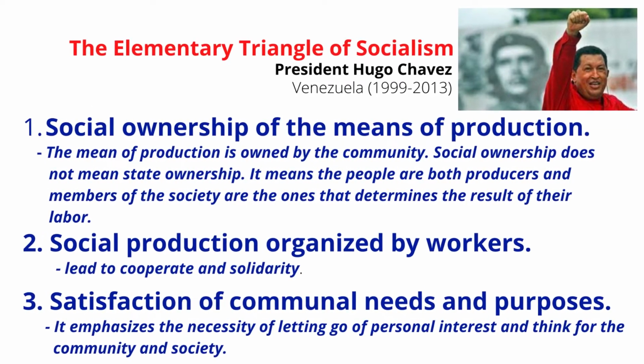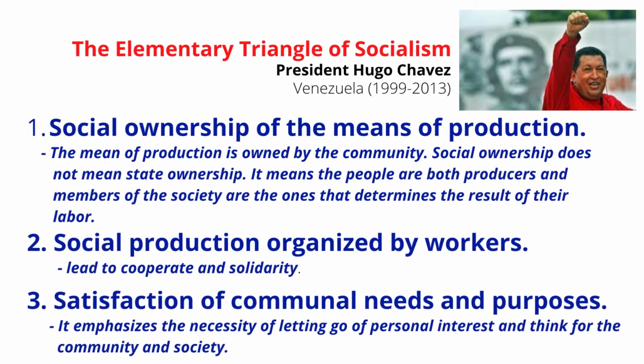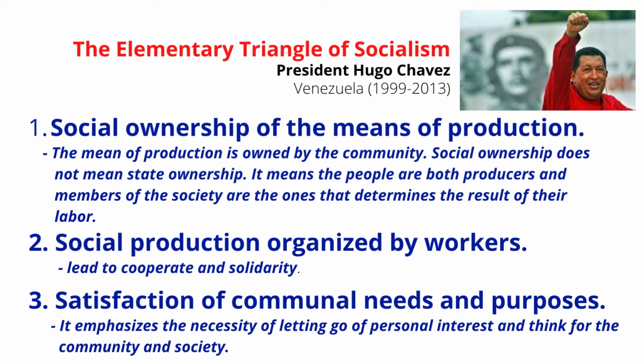The former President of Venezuela mentioned three elementary triangles of socialism. One, social ownership of the means of production. Two, social production organized by workers. And three, satisfaction of communal needs and purposes.